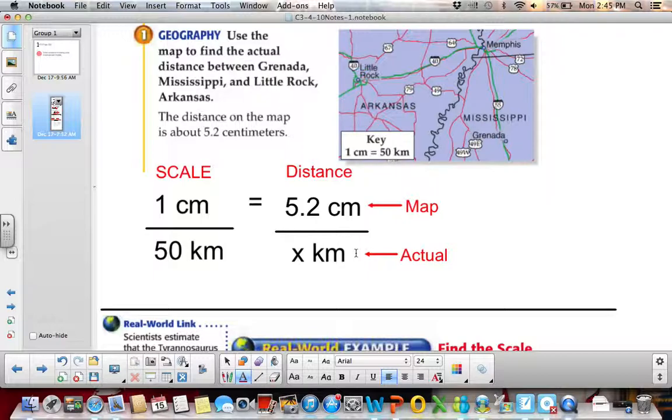Then we can solve this as a proportion. We know that 1 times x would equal 50 times 5.2. If we solve it, x equals 260, which tells us that the distance between the two cities is 260 kilometers.